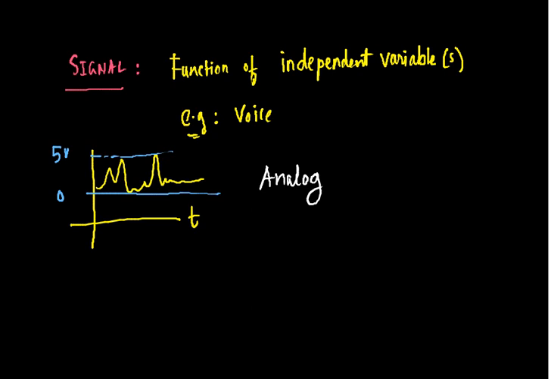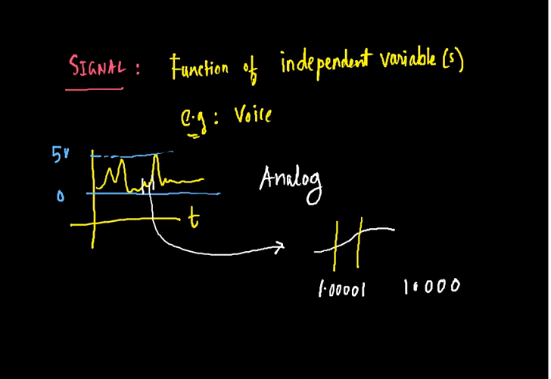That means, if this is a certain signal, let me zoom into this signal. Let's say this is the zoomed part, and I'm considering this small interval here. No matter how small this interval is, I will always be able to find a value in between. Say, for example, this is 1.00001 and this is 1.0002. I can always find a value between them, like 1.00015. So no matter how small this interval is, I can always find a value in that interval.